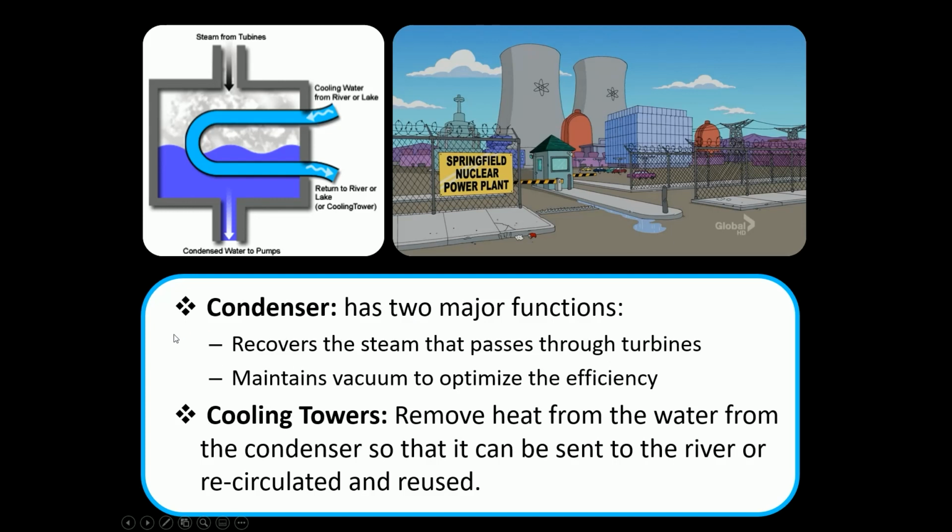Then you have these cooling towers. So the water that comes in from the river or lake and then exits a lot hotter than it came in, right? And you don't want to dump hot water directly into a river or lake because fish and other aquatic organisms are very sensitive to fluctuations in temperature. So you want to cool off the water first.